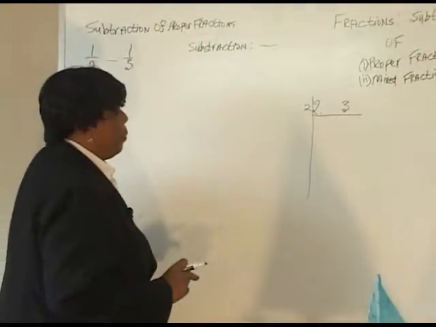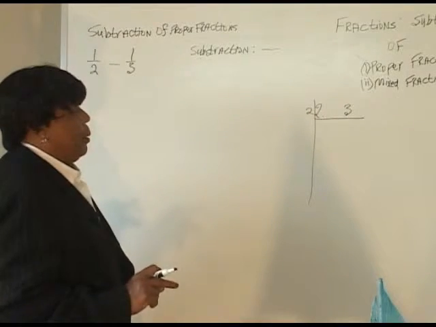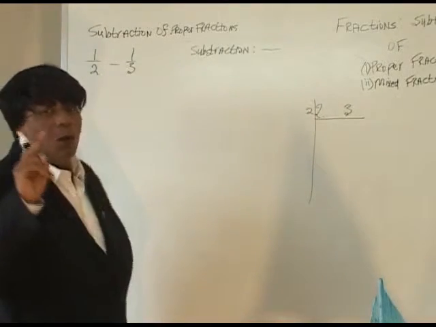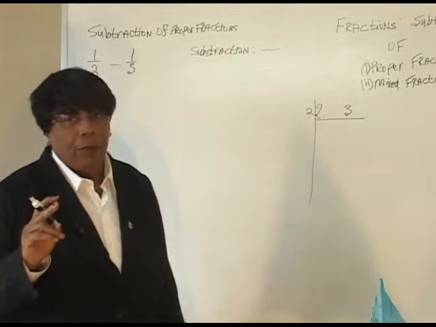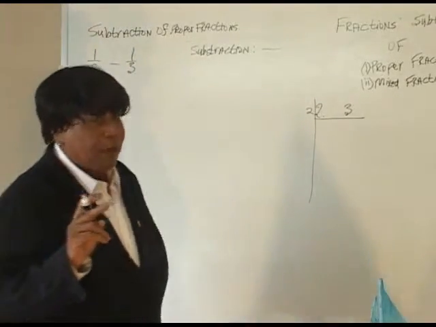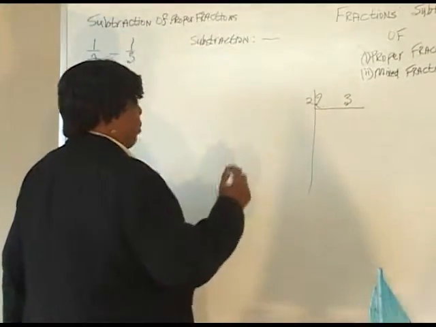Right, so our prime numbers, all right, any number that has only 2 factors, 1 and itself, is a prime number. 1 cannot be a prime number because it has only 1 factor.